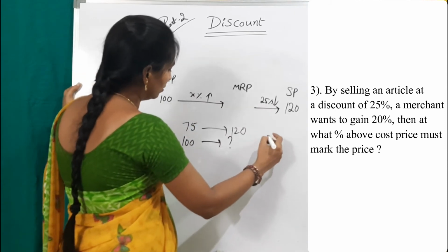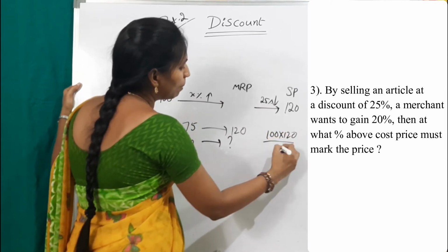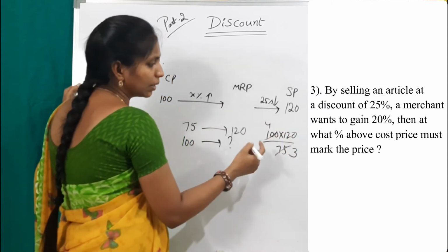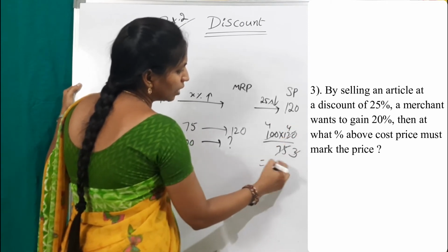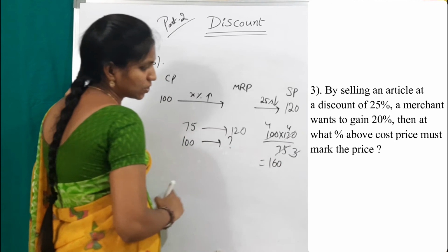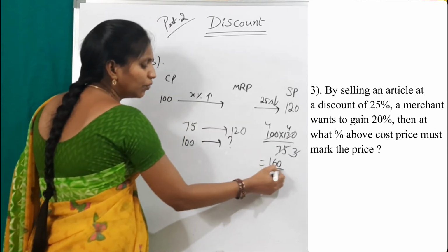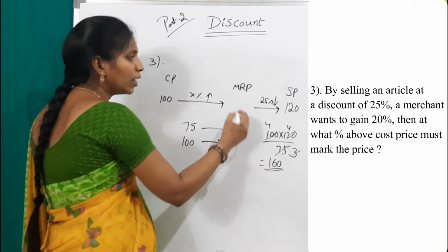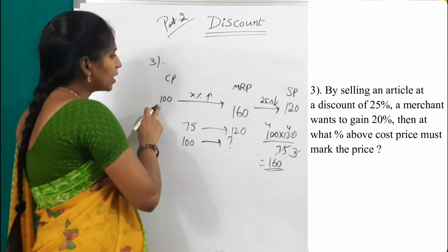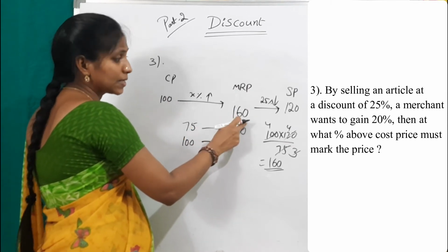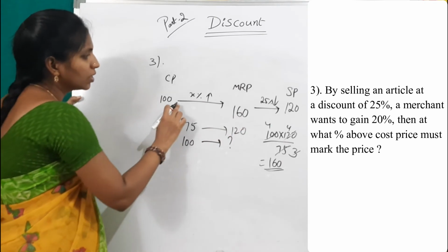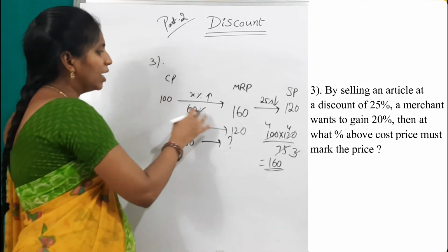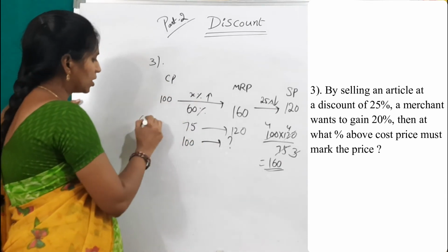So cross multiplication: 100 into 120 by 75. Here 3 times and 4 times, 25 cancelled. And here 4 times. So 16, 160. So the new value of MRP is 160. But I assumed 100. Here the actual value is 160. Cost price is 100 and MRP is 160. So increment value is what? 60. So here percentage is 60 percentage. No need to write 60 by 100 into 100.